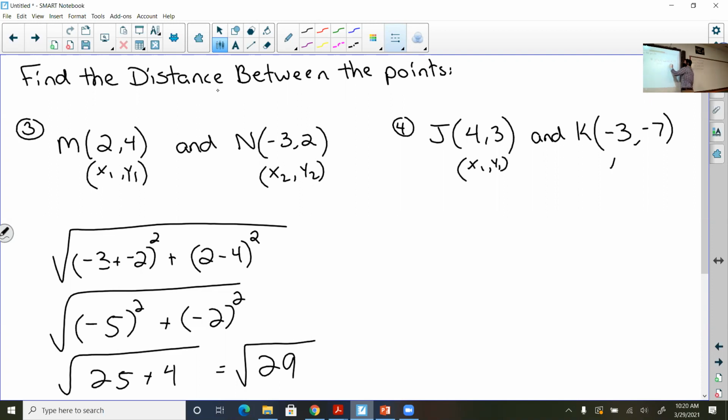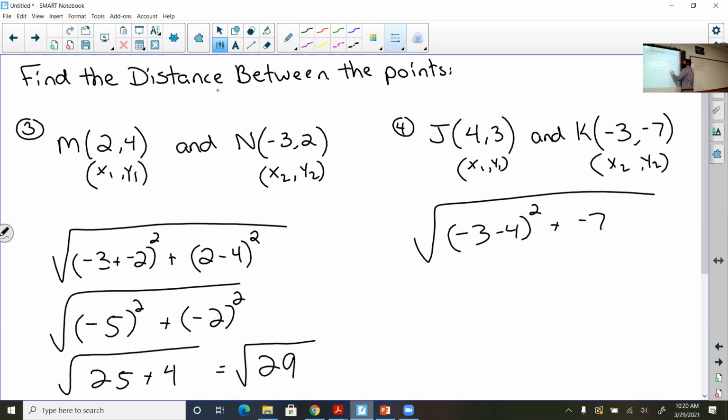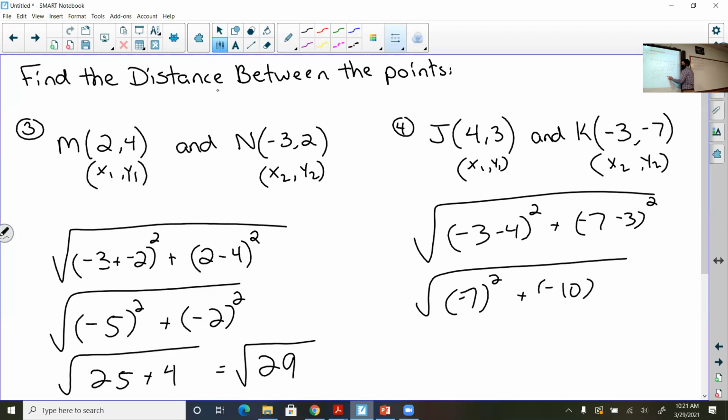And then again, x sub 1, y sub 1, x sub 2, y sub 2, and plug it in. So negative 3 minus 4 squared plus negative 7 minus 3 squared. So I get negative 7 squared plus negative 10 squared. All these could be different based on how you plugged in your numbers, but what we should all have is the square root of 49 plus 100, and I'm getting the square root of 149, which I know 149 is between the perfect squares of 144 and 169, so between 12 and 13. Definitely closer to 12 than to 13, so I'd say this is about 12.1, 12.2, somewhere around there.